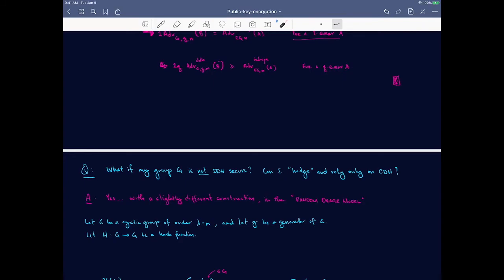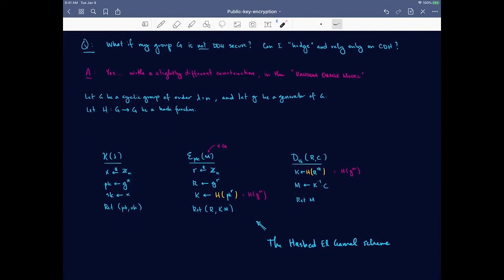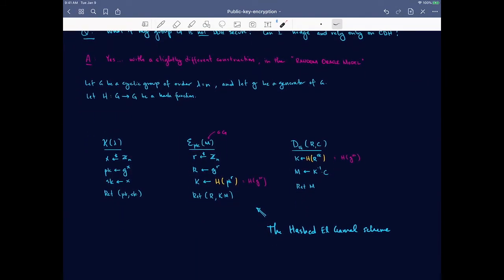We've talked a little bit about that. We'll say more in just a second. So let's look at this slightly modified construction. This is called the hashed Elgamal scheme. Everything is basically the same. I've got a cyclic group G of order that's a security parameter, and I've got a generator. But now I'm going to add to that a hash function. I'm going to assume I have a hash function that maps group elements to group elements. And I'm going to employ the hash function.